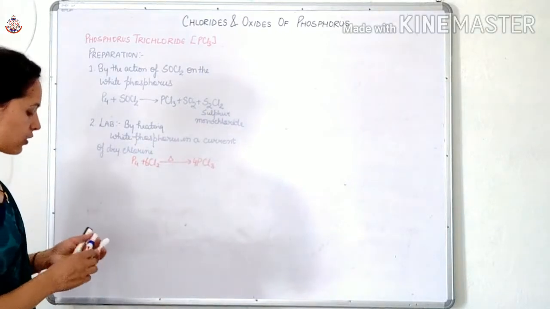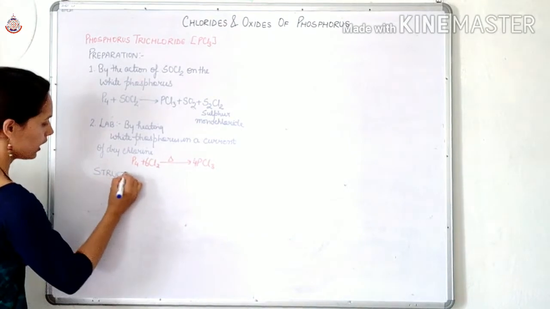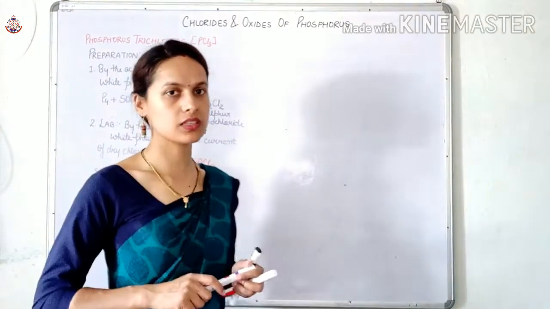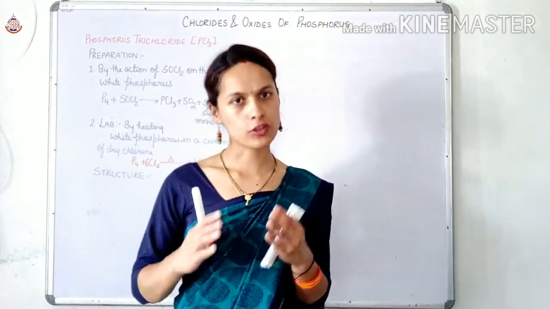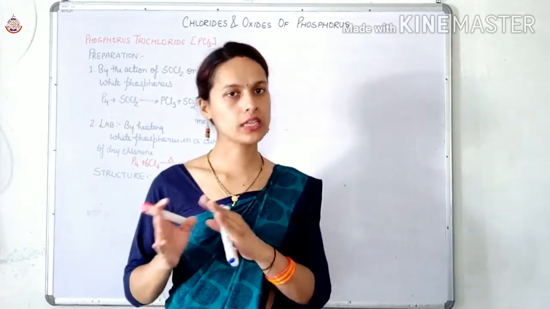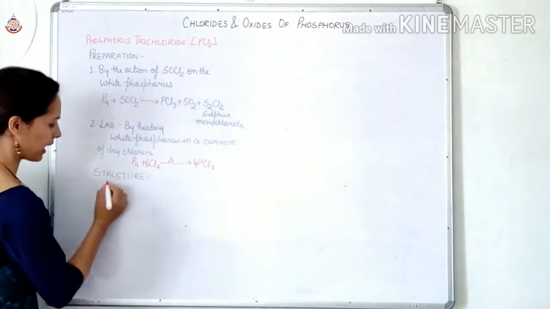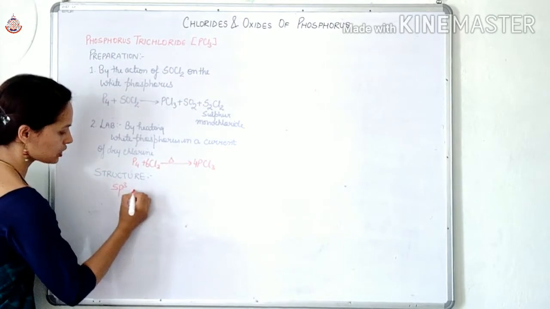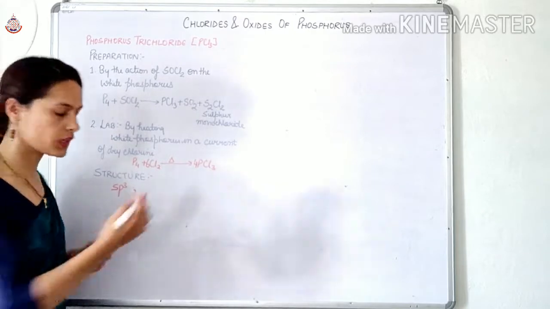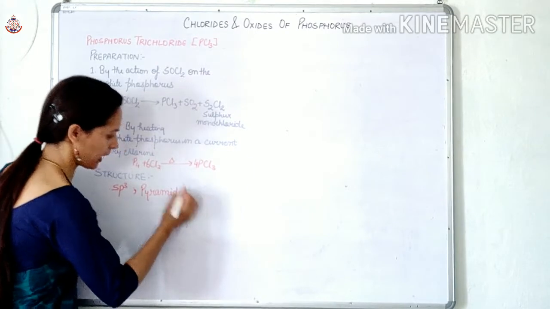Now next, if I talk about the structure. The hybridization of PCl3 is sp3, meaning phosphorus in PCl3 is sp3 hybridized and forms 3 bond pairs with chlorine, whereas there is 1 lone pair, so the shape becomes pyramidal. The hybridization is sp3, but the shape is not tetrahedral because of the presence of 1 lone pair, which makes the shape pyramidal.